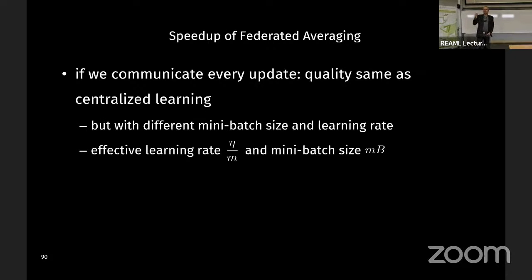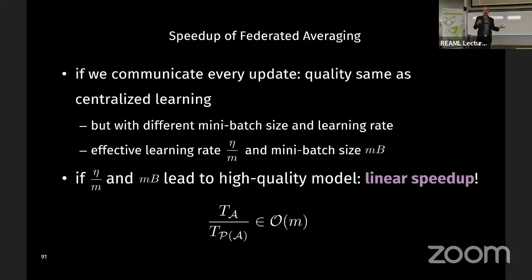As I said before, if we communicate every round with this periodic averaging, we know that it is the same as centralized learning. So we get optimal quality, right? Yeah, well, we have this problem with the mini batch size and the learning rate. So if our effective learning rate is eta divided by m, and our effective batch size, m times b, is indeed good for our learning problem, then we have perfect speed up, linear speed up, the best one can dream for. Twice as many clients, and it's twice as fast. This would be the holy grail of parallelization. It was called embarrassingly parallel at some point.